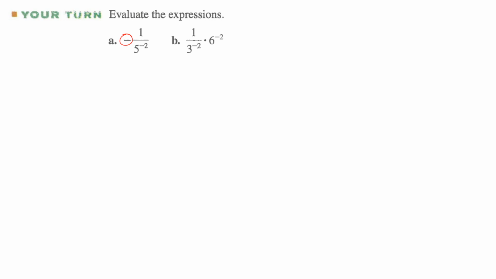So negative hanging out front, that means it's going to sit there and wait till the end. 5 is going to go to the top, so we're going to say 25, 5 times 5, over, is there anything left in the denominator? Nope, just a 1. So our answer here is negative 25. Okay? Note that the negative power here has nothing to do with the answer being negative or positive. It just means do the reciprocal.